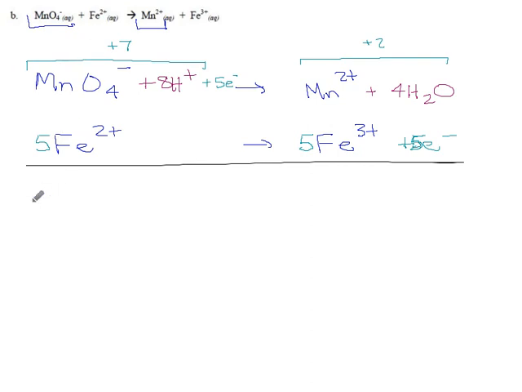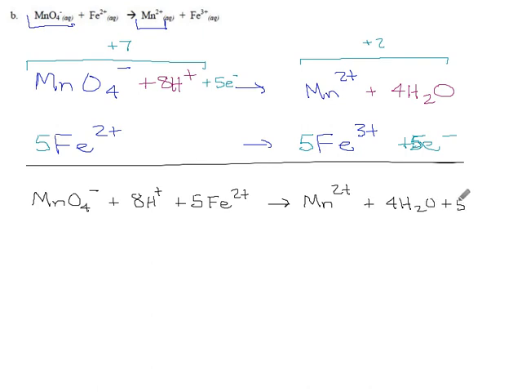So the reaction here would be MnO4 minus and we get 8 hydrogen. That's from the acid, and 5 iron 2s, arrow, manganese 2 plus 4 water plus 5 iron 3. Okay, and that should be done.